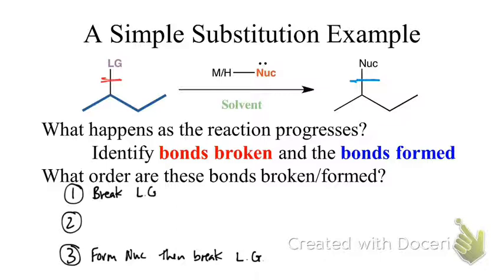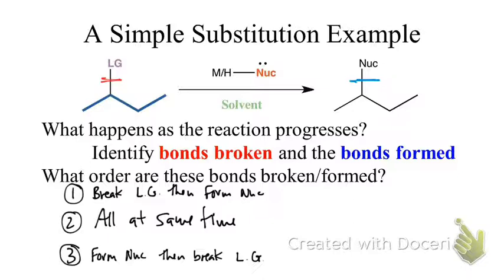Let's break the leaving group and then form our nucleophile bond. How else could we do it? We can do it all at the same time. So someone went through and just said, these are all the possible combinations. Let's go through and evaluate each of these possible combinations.